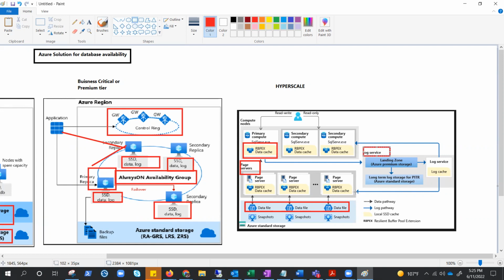Transactions can commit when the log service hardens to the landing zone. So the consumption of the changes by a secondary compute replica isn't required for a commit. Unlike in other service tiers, you can determine whether you want secondary replicas. You can configure 0 to 4 secondary replicas, which can all be used for read scale. Okay.